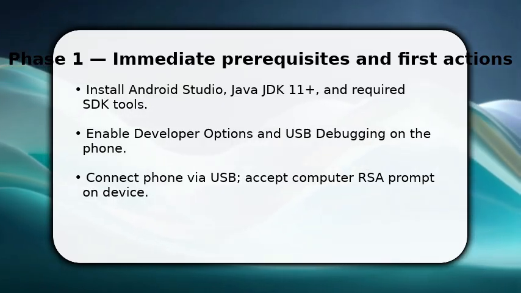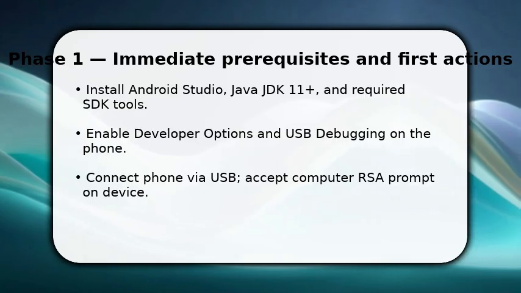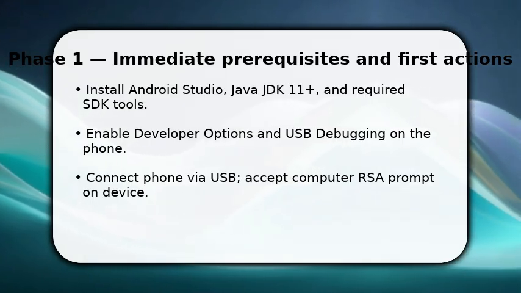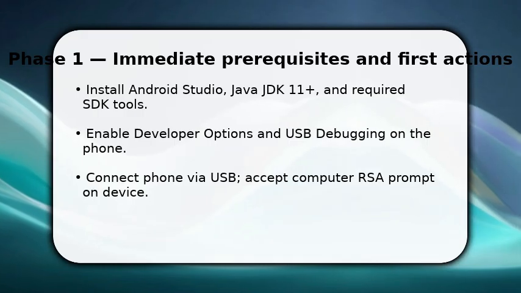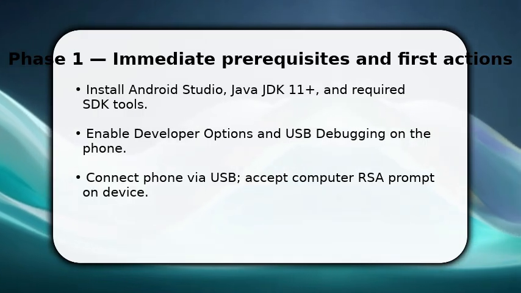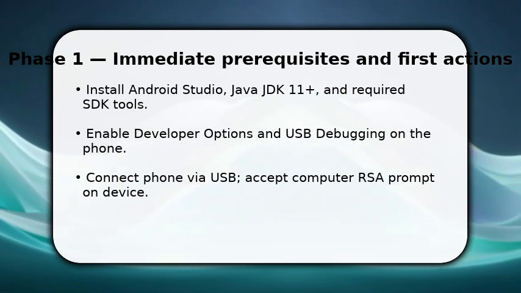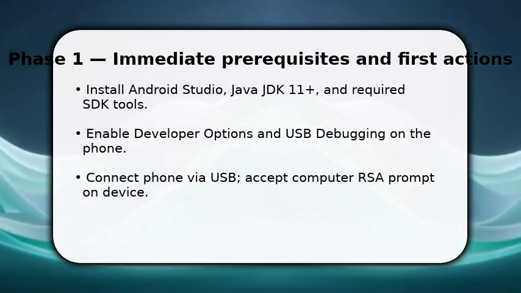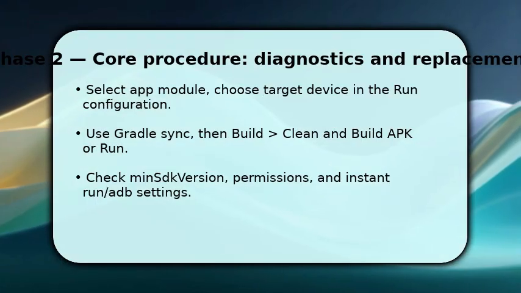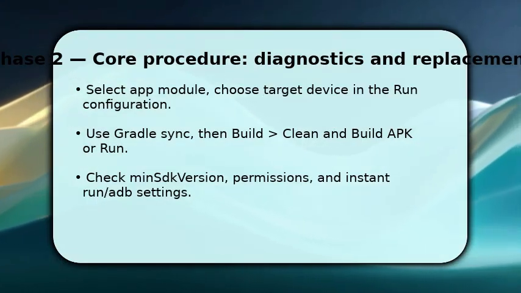Once connected, open your project and select the correct build variant because debug versus release affects signing and install behavior. Make sure ADB recognizes your device by running the device chooser in the Run menu, and proceed when the physical device appears. Now you configure the build and run options so installation succeeds.